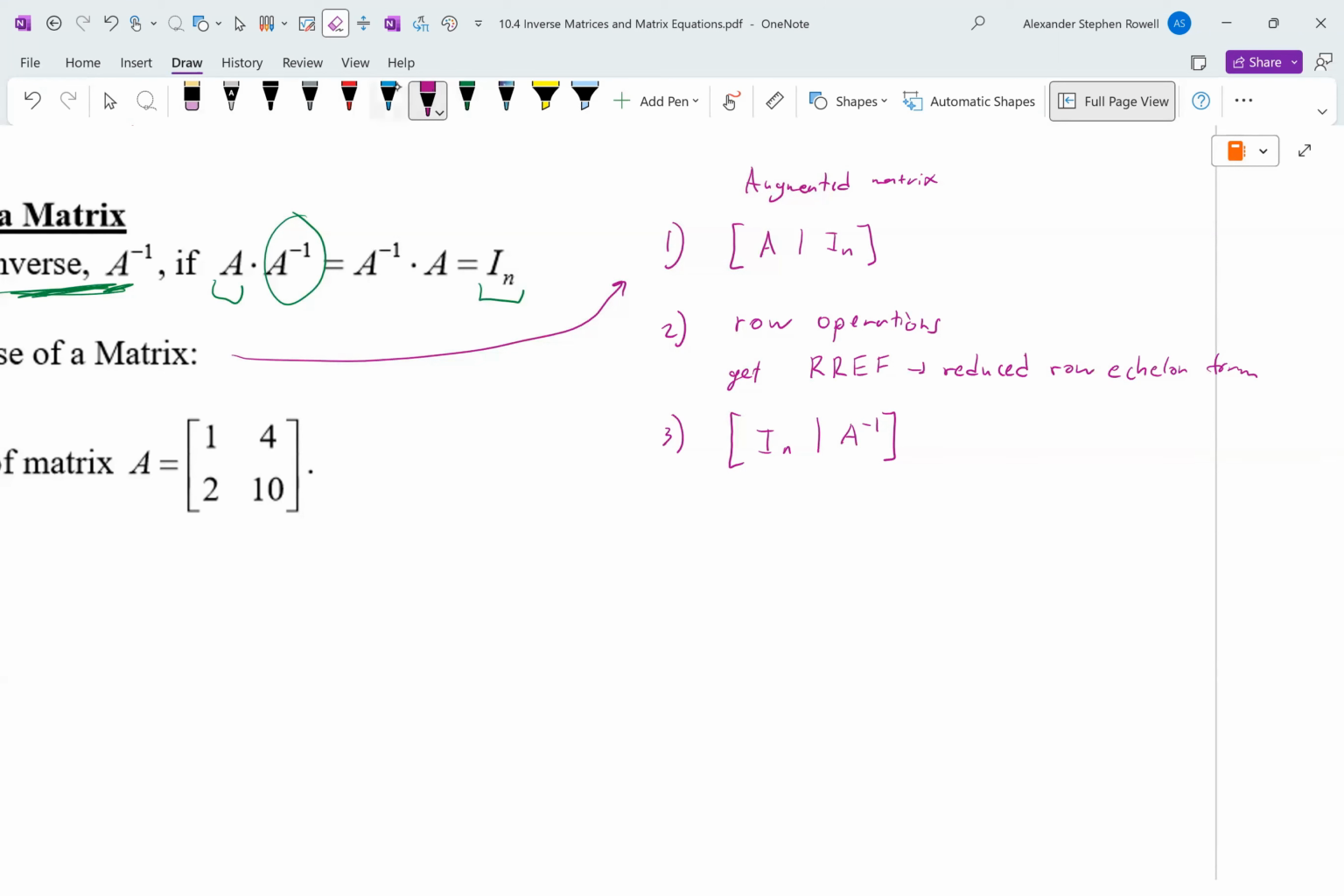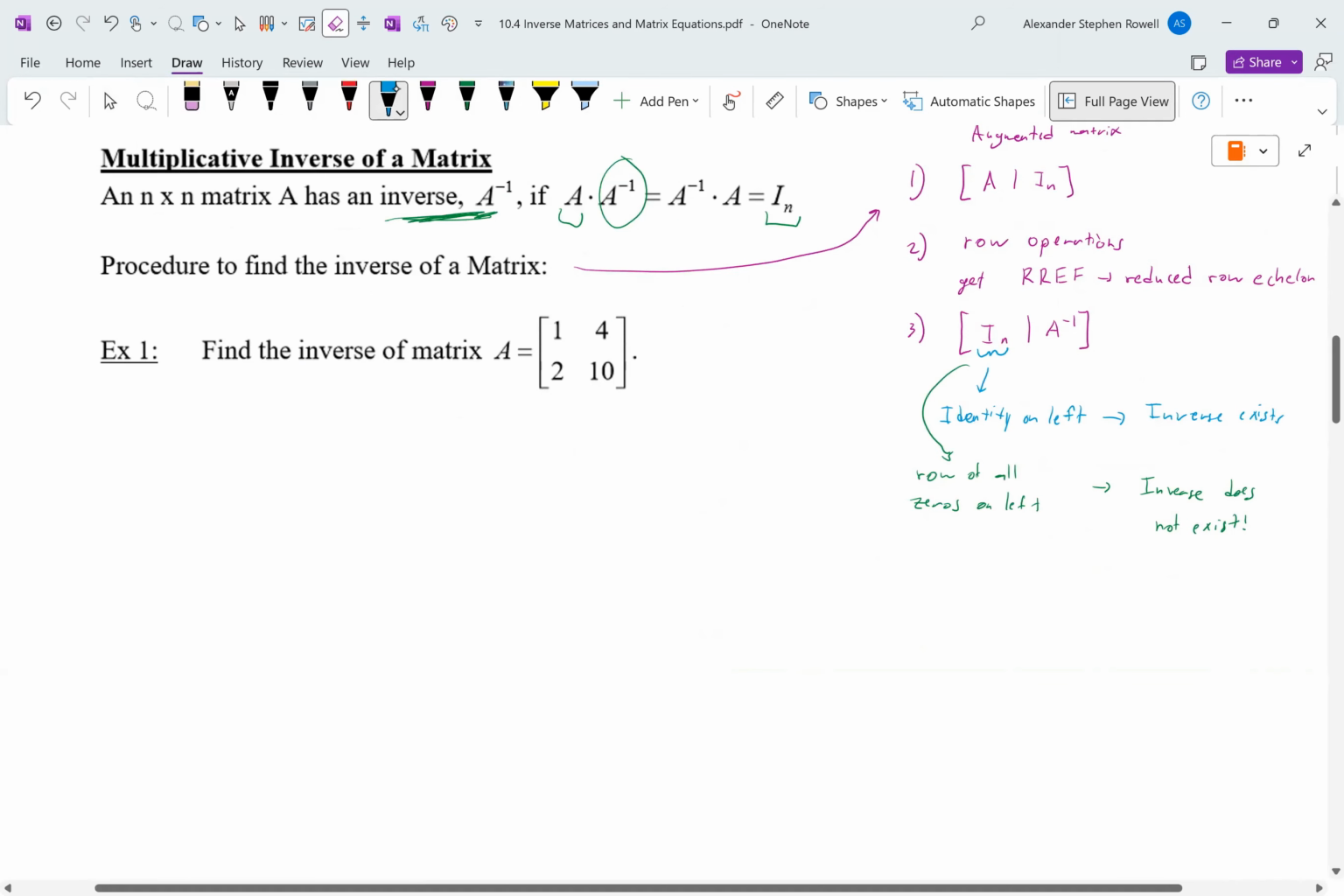Then we need to interpret the answer. There are going to be two scenarios. If you actually get the identity on the left, that tells us the inverse exists and it's on the right. But sometimes you can't get the identity on the left. You might get a row of all zeros on the left, in which case the identity is impossible to get, and we say the inverse does not exist. Okay, let's go ahead and try that.